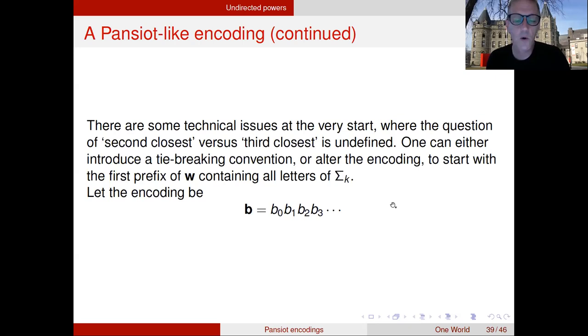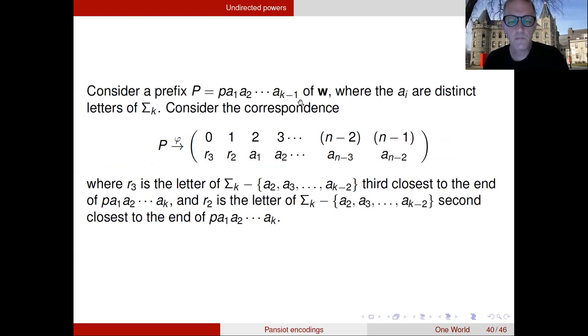And when I look at this prefix, instead of thinking only about the suffix of length K minus 1, let's encode the whole prefix. The prefix, I will take A1, A2 up to, excuse me, this should be K minus 2. I somehow switched there, up to A_K minus 2. And this is the letter closest to the end. Then R2 should be the letter second closest to the end of P, and R3 should be the letter third closest to the end. So once again, we can have a correspondence now between prefixes and permutations.